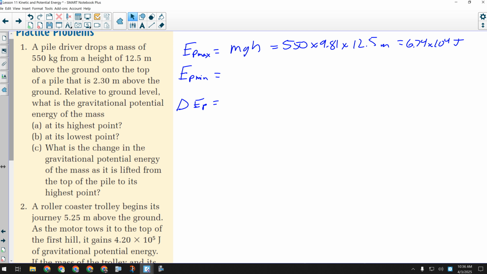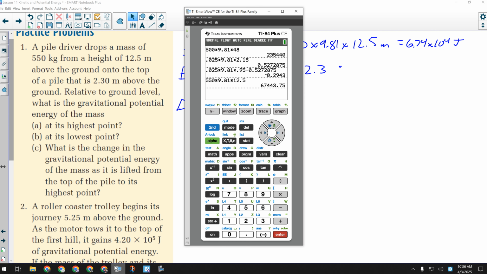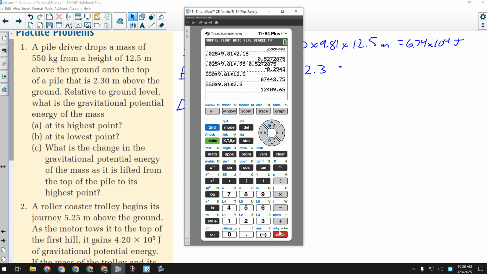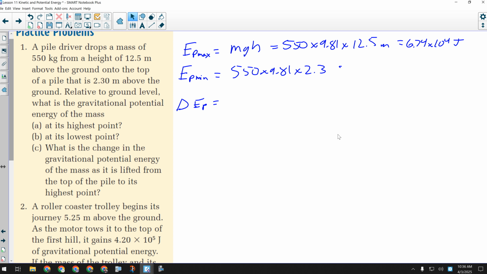Joules. And then also at its lowest point, that would be at 2.3 meters. So 550 times 9.81 times now 2.3. That gives 1.24 times 10 to the 4 joules.